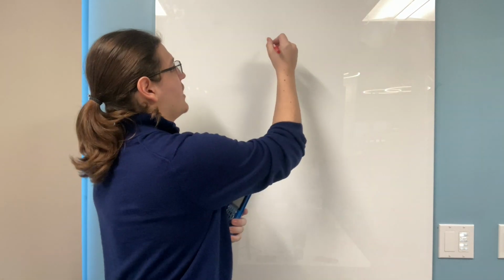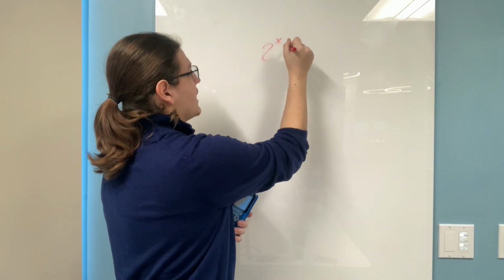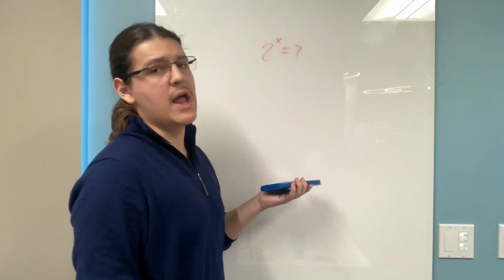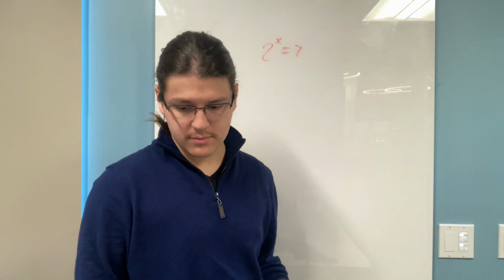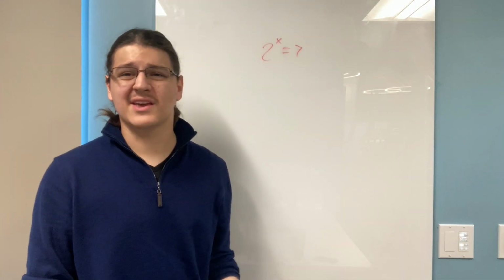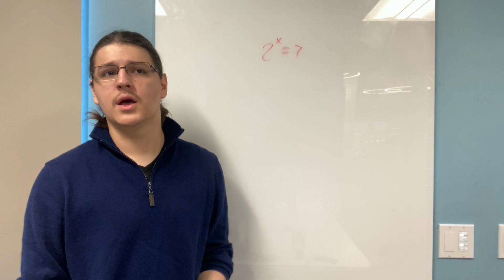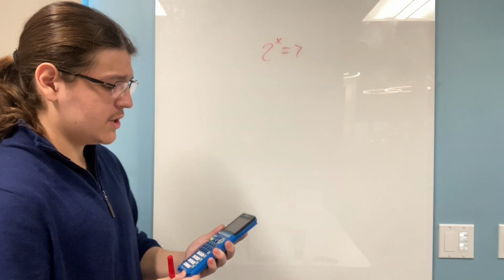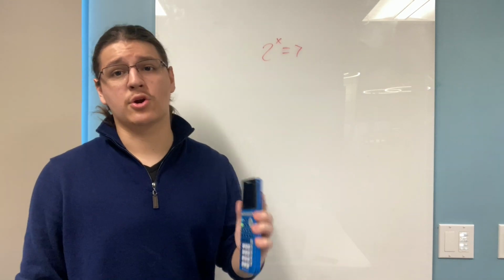If we have 2 to the x is equal to 7, well, okay, I know that's between 2 and 3, right? But how can I solve this without a calculator? Well, you can't. Not really. So what we're going to do is make it easy on our calculator.